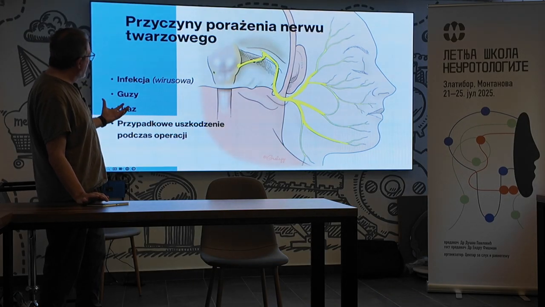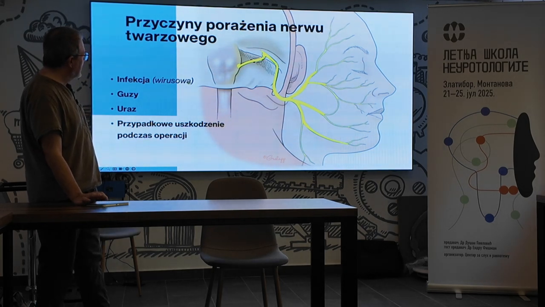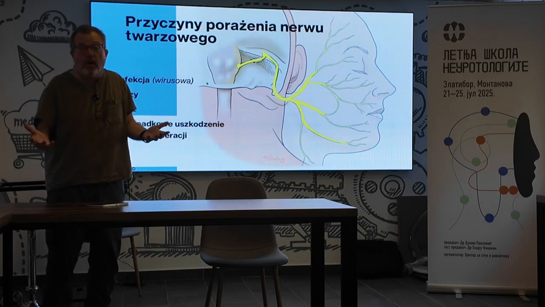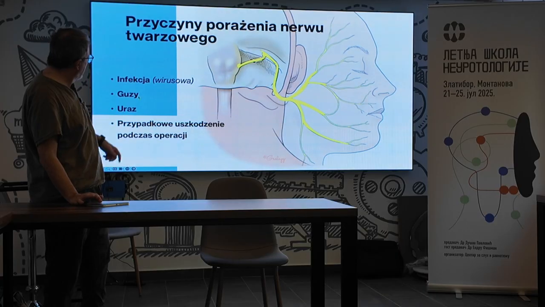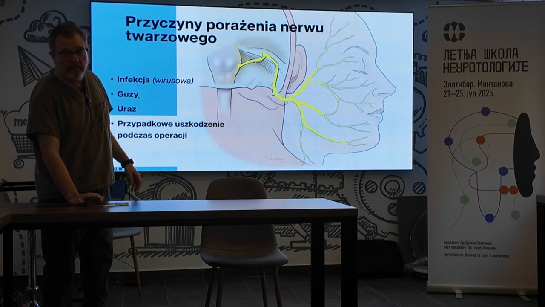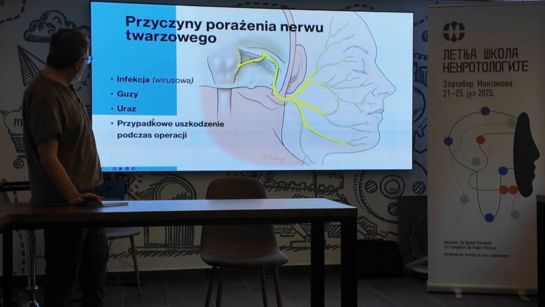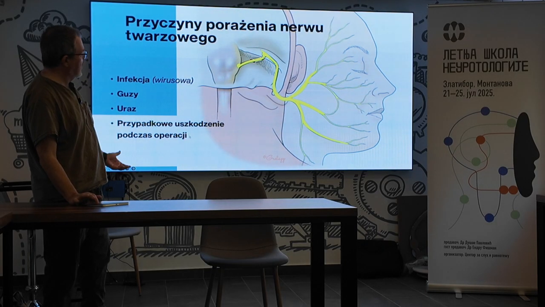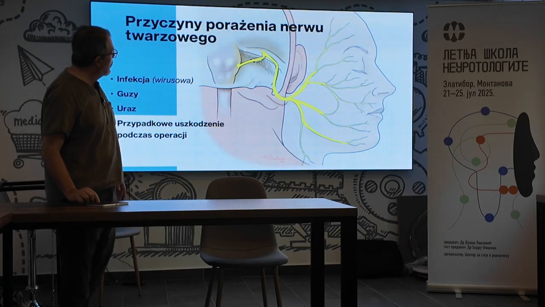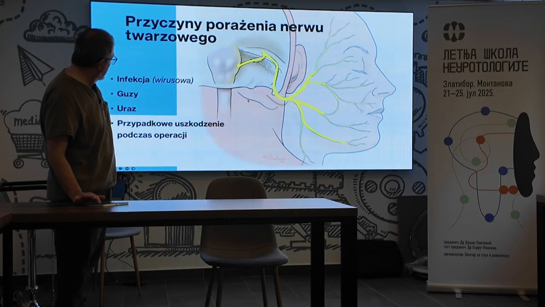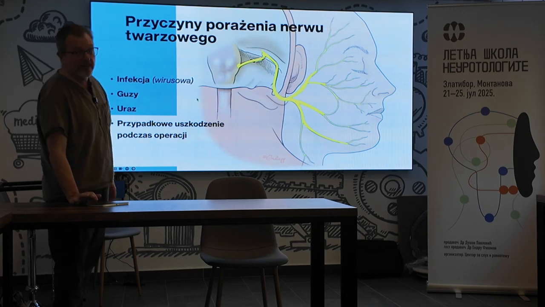So, the main causes of facial nerve paralysis are either infection, which we believe that Bell's palsy is a viral infection, or tumors. Guza is tumors in Polish. Or trauma, or iatrogenic injury. I mean, these are the main causes of facial nerve paralysis. The overwhelming majority, most, is viral infection.